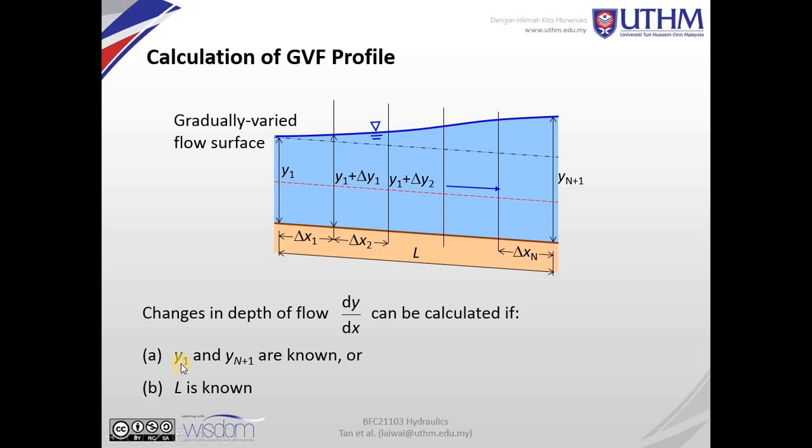The parameters include y1. What is y1? Y1 is the fluid depth at the beginning of the GVF profile. Yn plus 1 is the fluid depth at the end of the flow profile to be considered. And the last one is L. L is the length that is covered between these two fluid depths in the GVF profile.